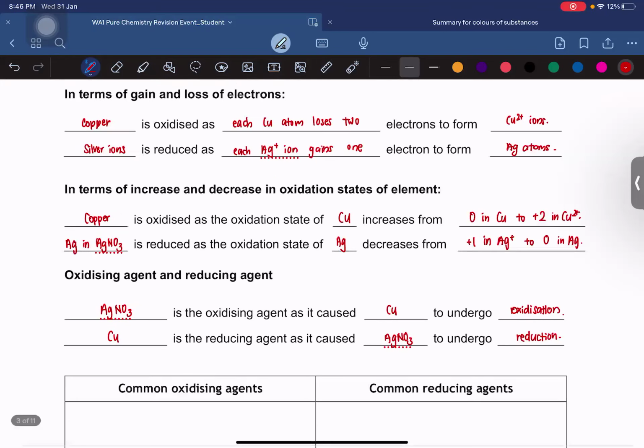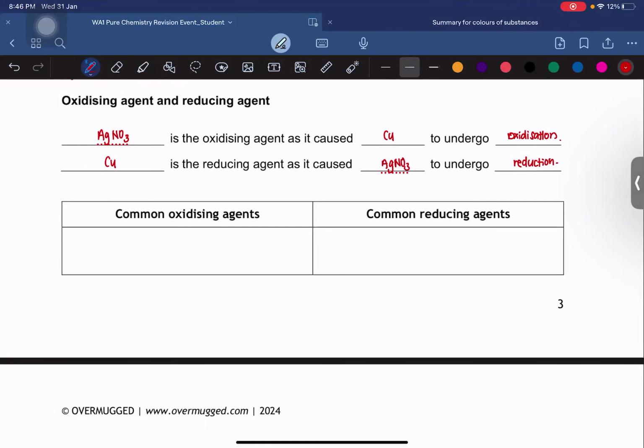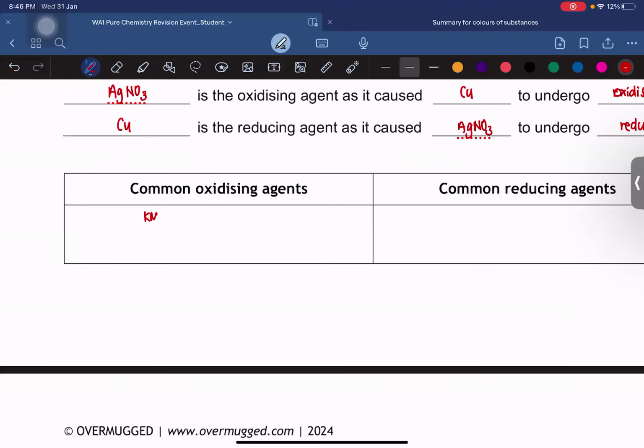So common oxidizing agent, common reducing agent. What are they? If we leave it blank there, what does that mean? You need to remember. Okay, what are your common oxidizing agents? KMnO4, potassium manganate. Okay, but don't forget, it needs to be acidified. If you just throw a random KMnO4 there, it will not work. Usually we acidify by adding sulfuric acid. Okay, now before we move on, what are the colors for KMnO4? Purple to colorless, good.